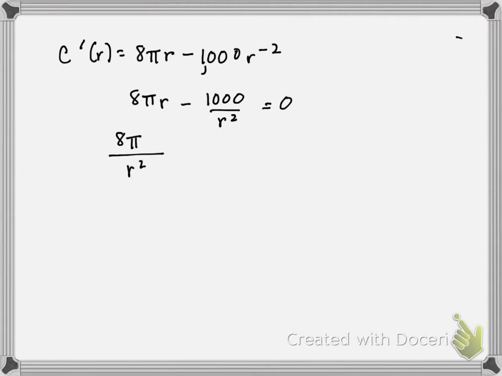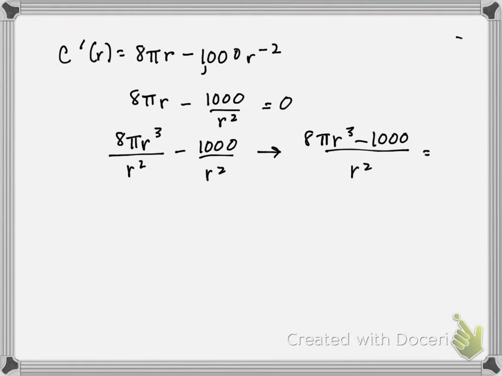So I had 8 pi r in the numerator. I'm adding r squared, so this is going to be r cubed. And then 1,000 over r squared is fine. So I can rewrite this as 8 pi r cubed minus 1,000 all over r squared, and that equals 0. Once again, I'm trying to solve for r, so I can set the numerator equal to 0 and the denominator equal to 0.